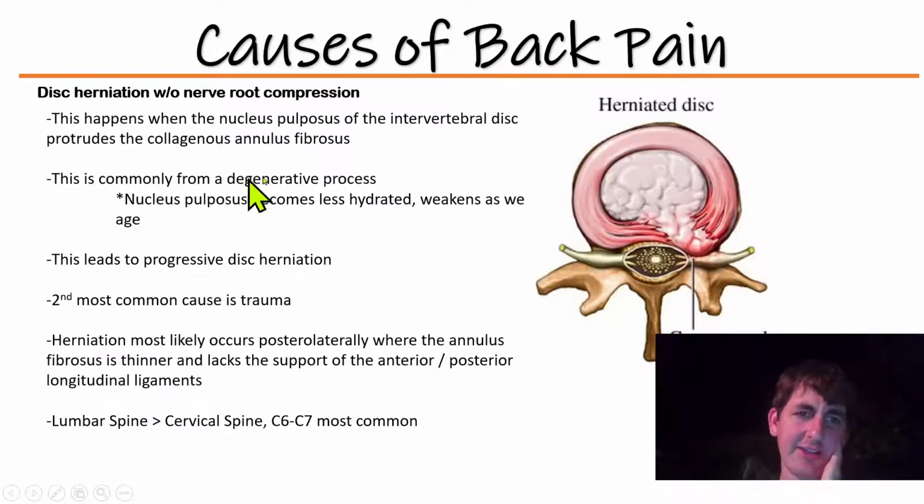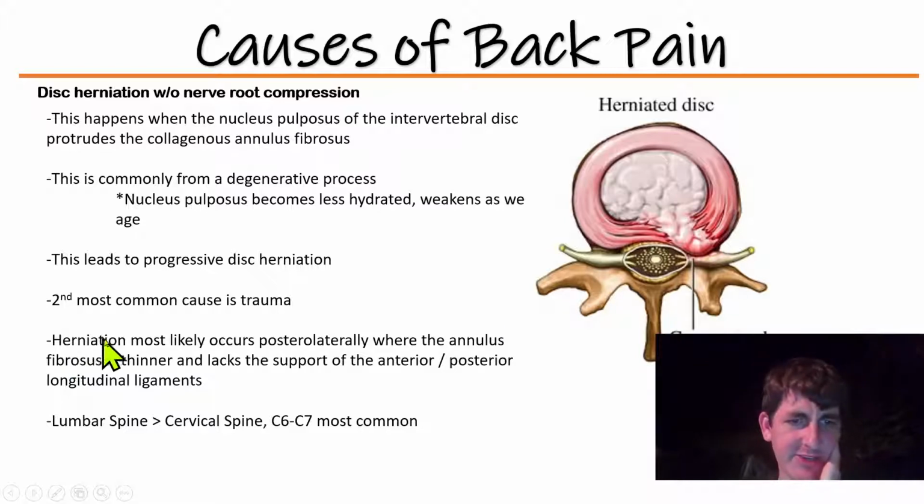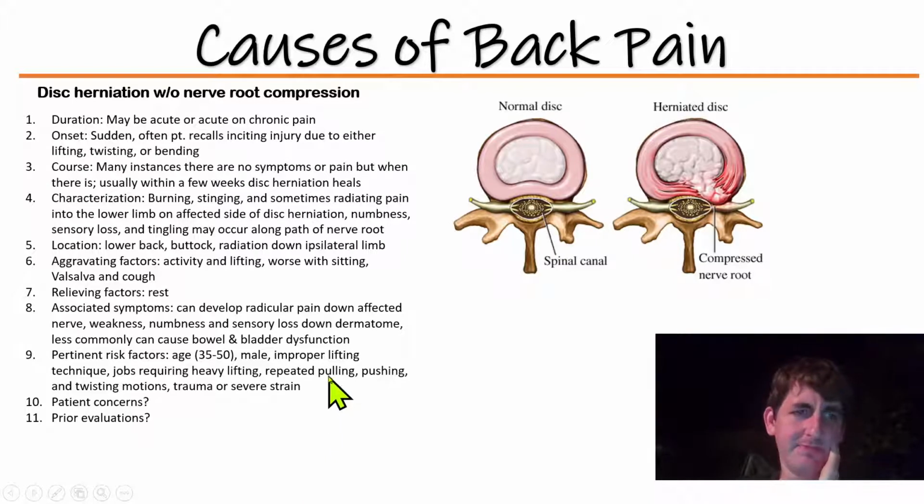Most commonly it is from a degenerative process, but second most common is from trauma. Herniation most likely occurs posterolaterally, as we said, where the annulus fibrosus is thinner, and it lacks support from the anterior and posterior longitudinal ligament. So those ligaments support this, but here it doesn't have that support, and it's thinner, and that's where it usually occurs. Lumbar spine is much more common than cervical spine disc herniation, but if it happens in the C-spine, look for C6, C7. Lumbar spine, usually L4, L5, L5, S1.